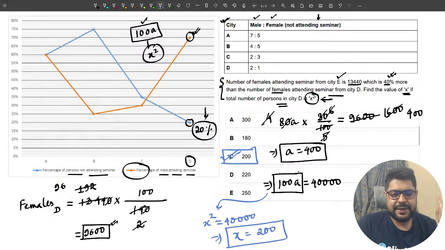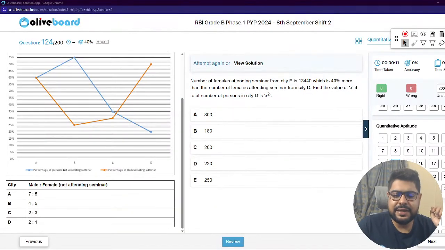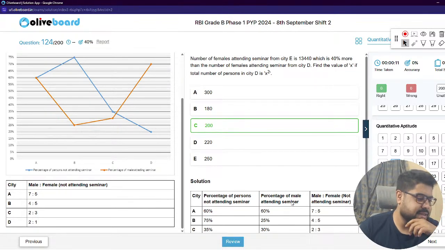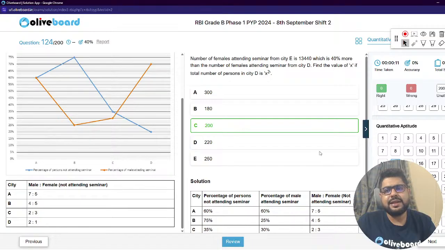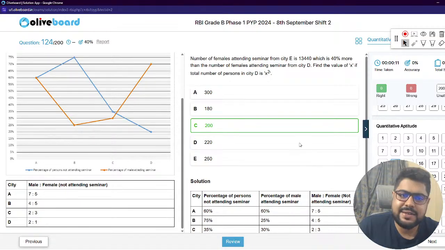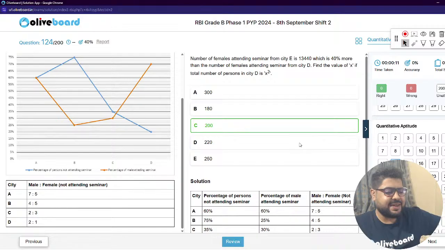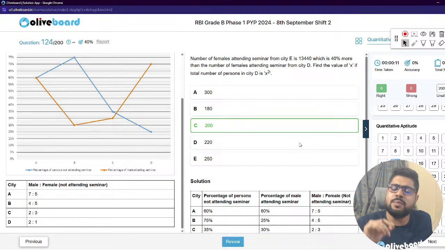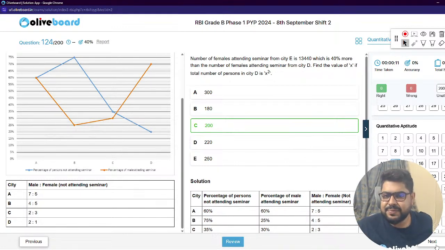Everybody, is this clear? Is this 100% clear? Very good question. Option C is the correct answer. Is it clear? It is a very simple question. You must go step by step. Going step by step is very important.